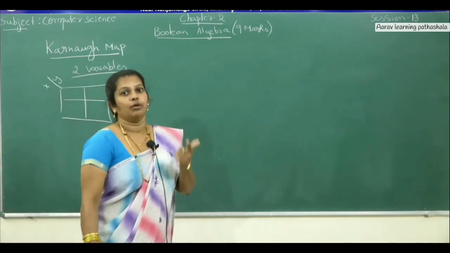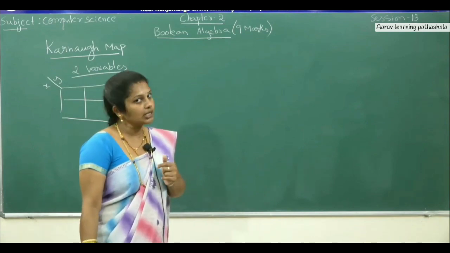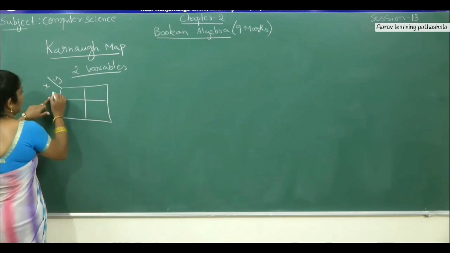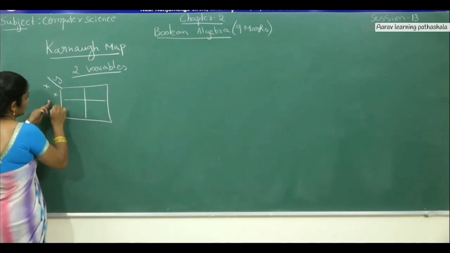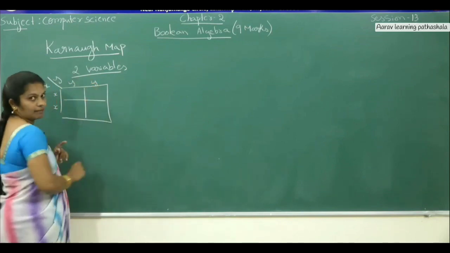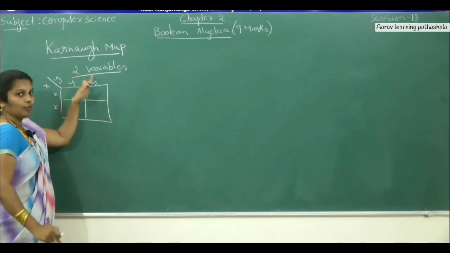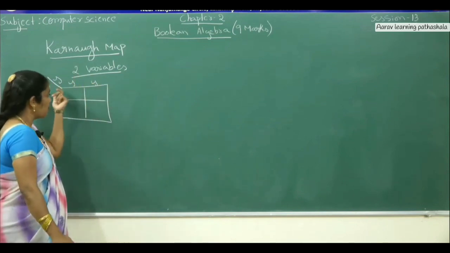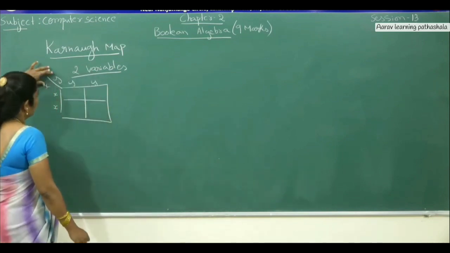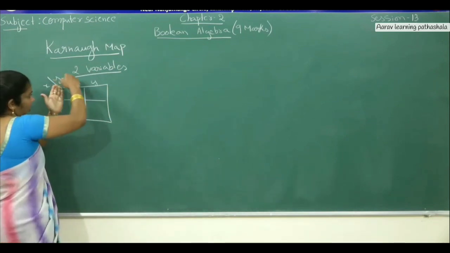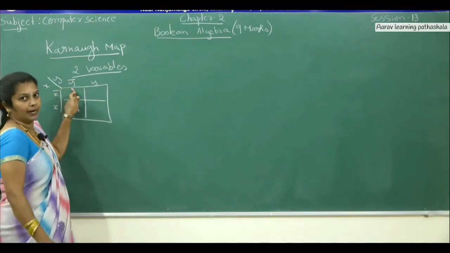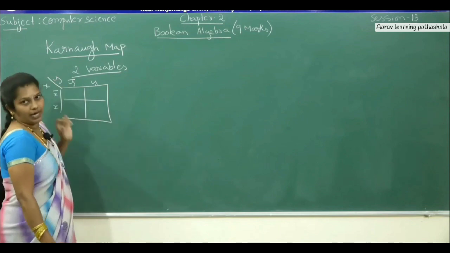We get 2 to the power of n cells on the Karnaugh map. For example, x and y are the variables. For the two cells write x, and in the upper side write y. First step: check how many variables there are, then identify how many cells you will get depending on the variables. First write the x part here, then the y part here. Then x is barred in the first part and y is barred in the first part.